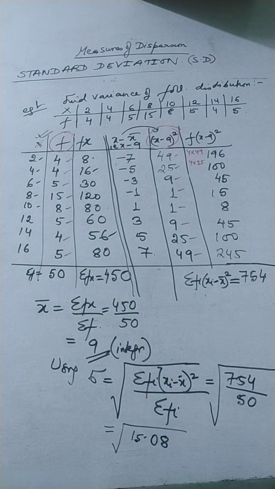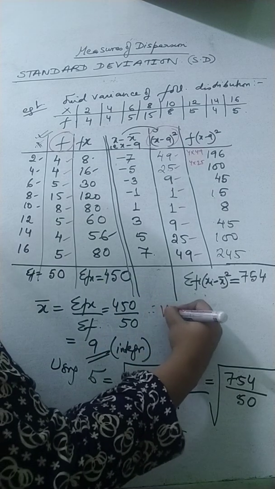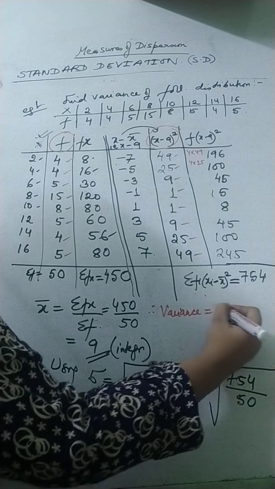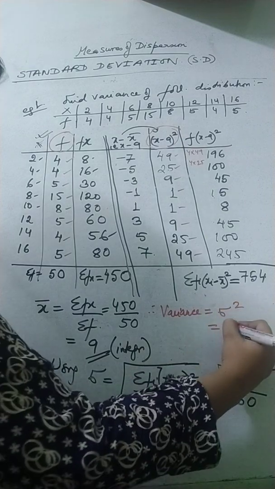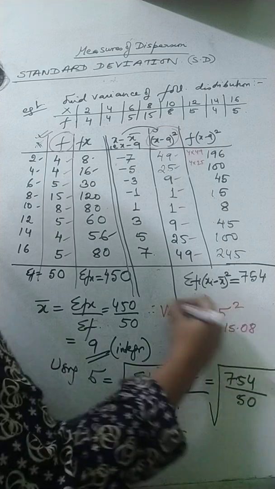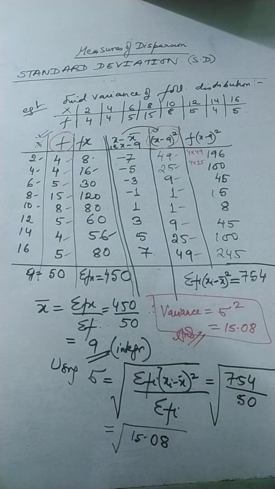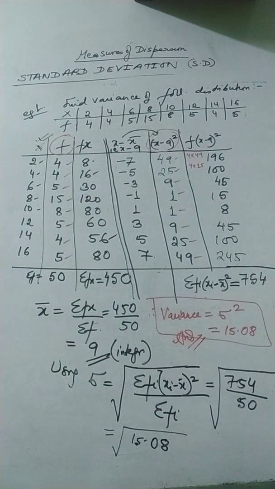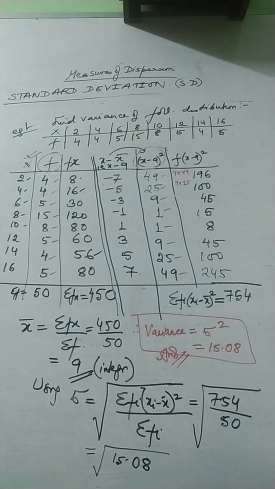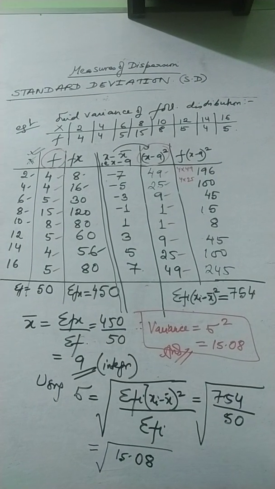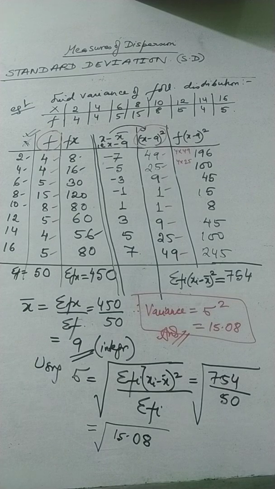Okay, they have asked you to find variance. Variance means what? Sigma square. So you will write your conclusion that therefore variance is equal to sigma square, and that is equal to 15.08. This is your answer. And if they had asked you standard deviation, then what would you do? You would have to calculate square root of 15.08. No problem, isn't it? So it's perfectly okay. So this is how we calculate standard deviation.